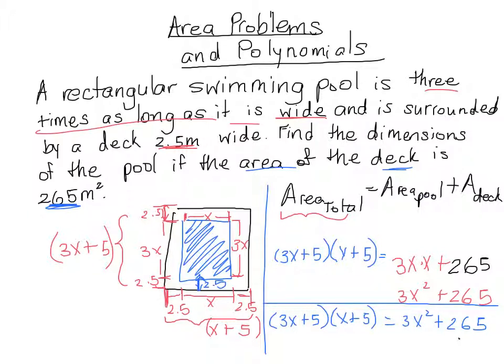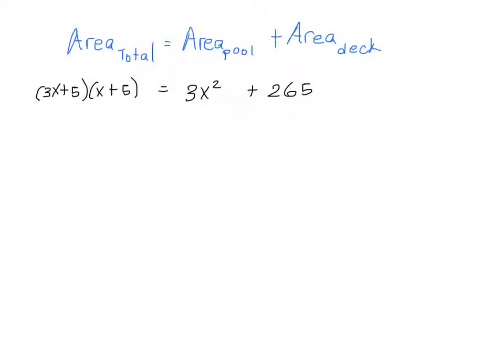So I'm going to take this equation and I'm going to turn the page. Okay, so briefly recapping here, we know that this is the area of the whole thing because of what we did with the dimensions. This is the area of the pool because it was 3x by x. And this is the area of the deck, and that was told to us in the original question.